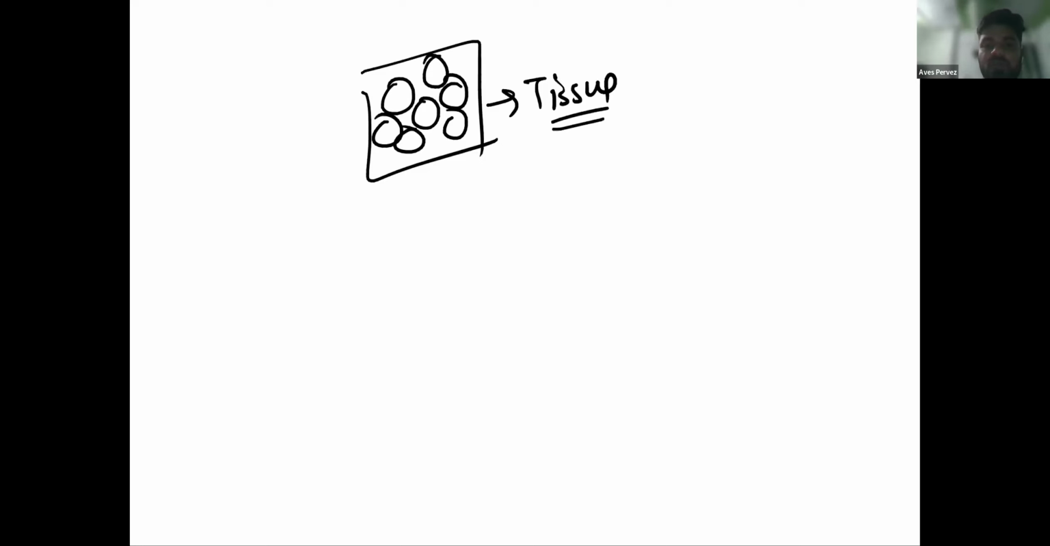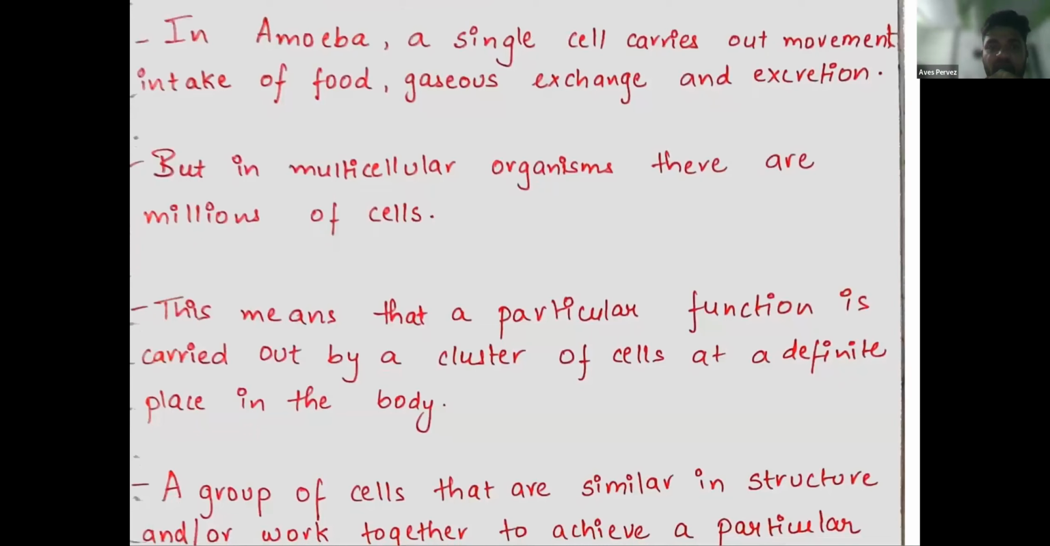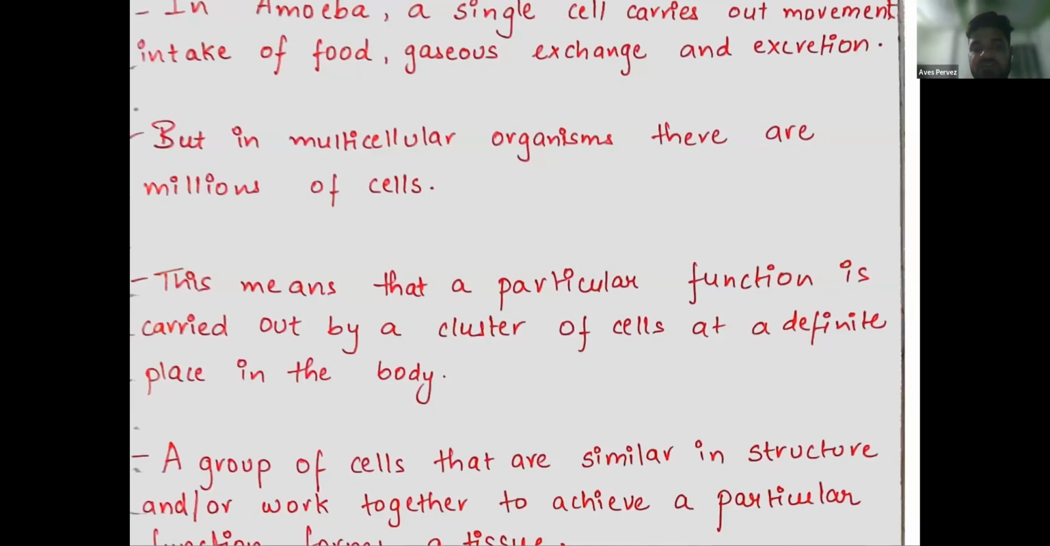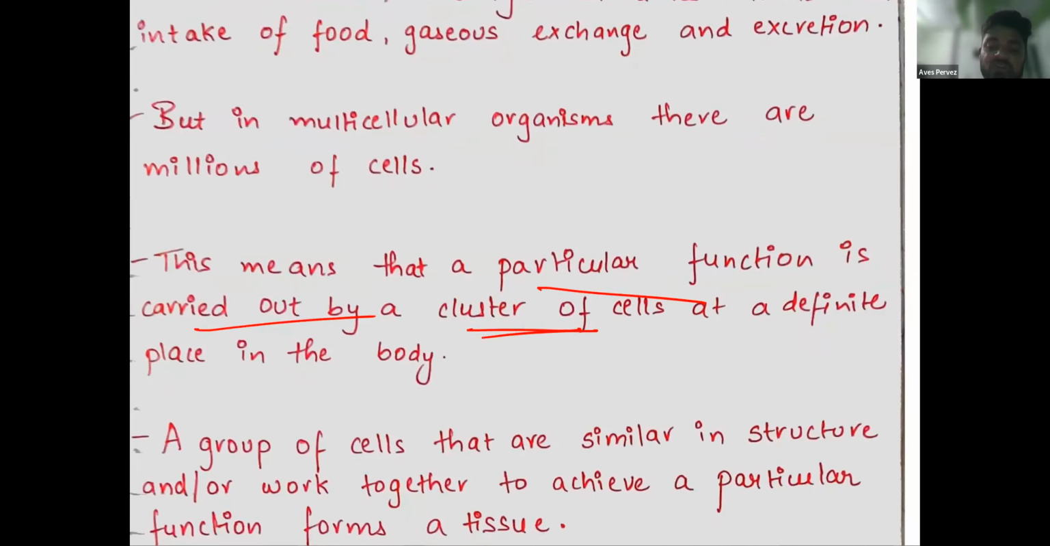So in a multicellular organism, different functions are performed by different types of cells. We can simply say that a particular function is carried out by a cluster of cells, a group of cells in the body, and we call it tissue.